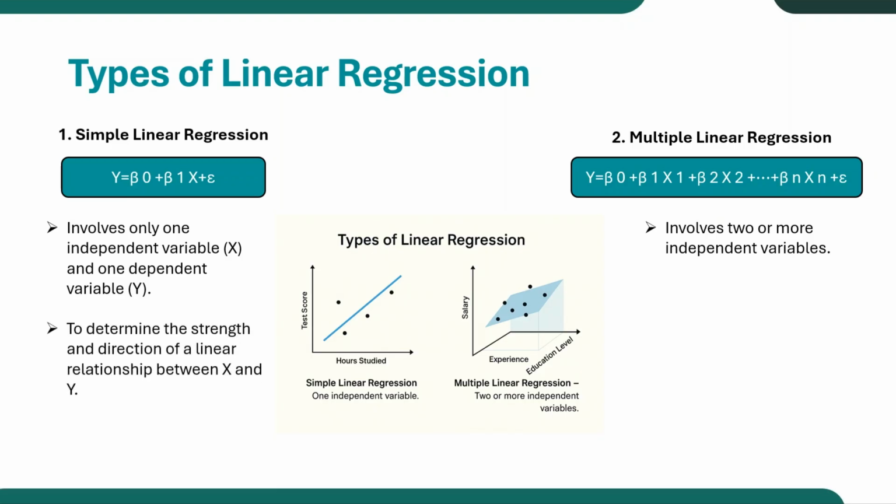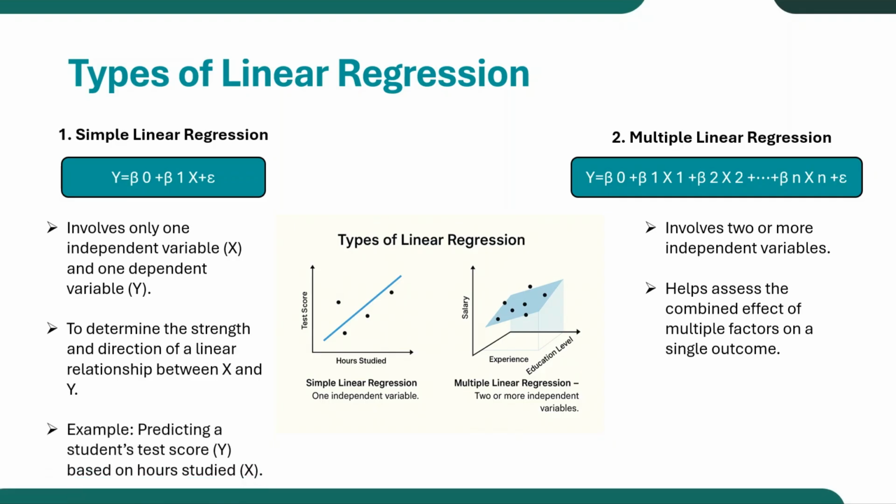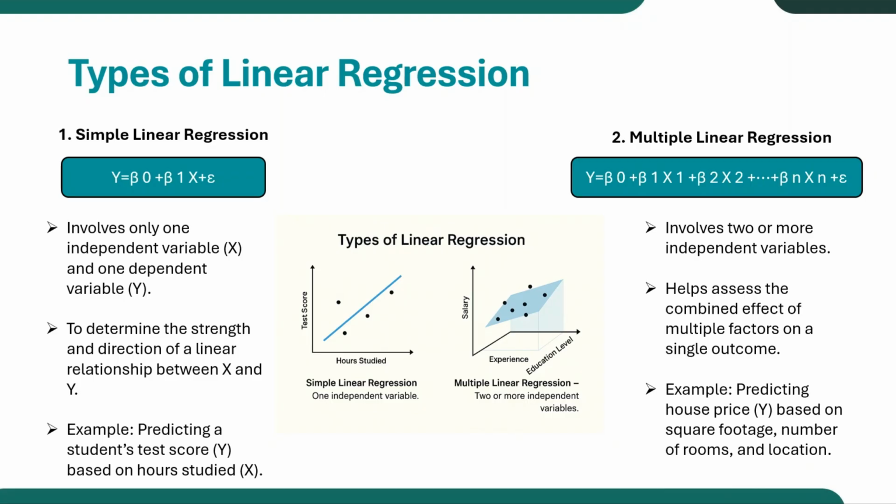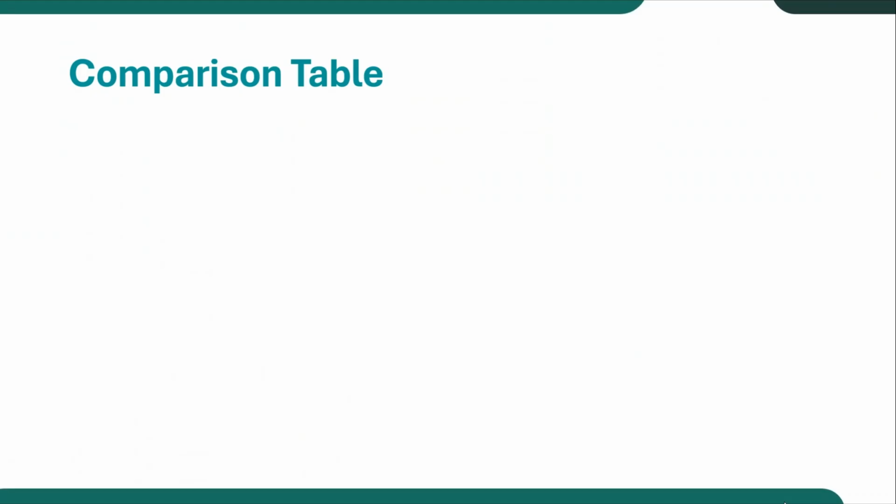With simple linear regression, we also examine the strength and direction of the linear relationship between the two variables. Multiple linear regression enables us to assess the combined effect of different predictors, which is crucial for analyzing real-life problems where many factors play a role. For instance, predicting a student's score based solely on hours studied is a use case of simple linear regression. Meanwhile, predicting house prices using multiple variables like square footage, number of rooms, and location is an example of multiple linear regression.